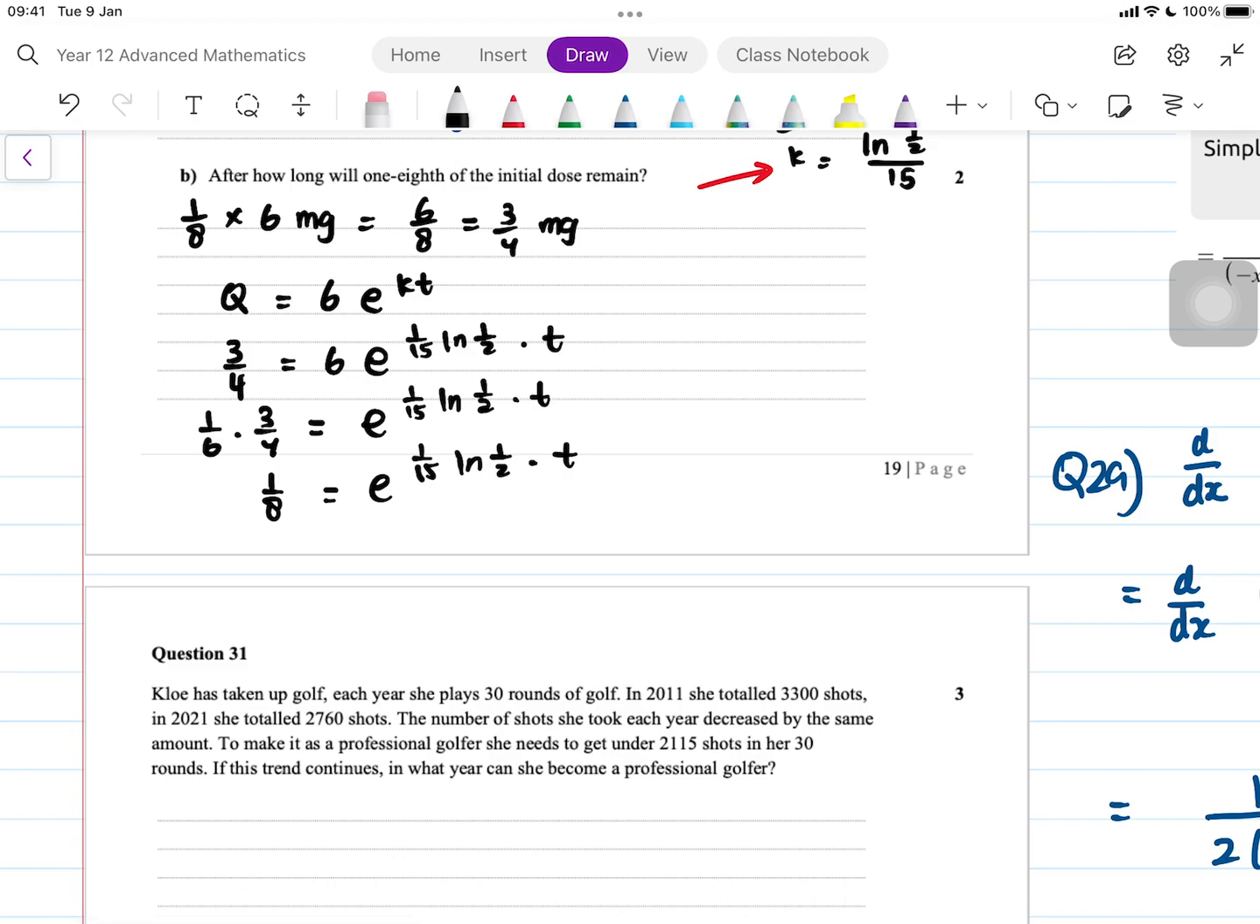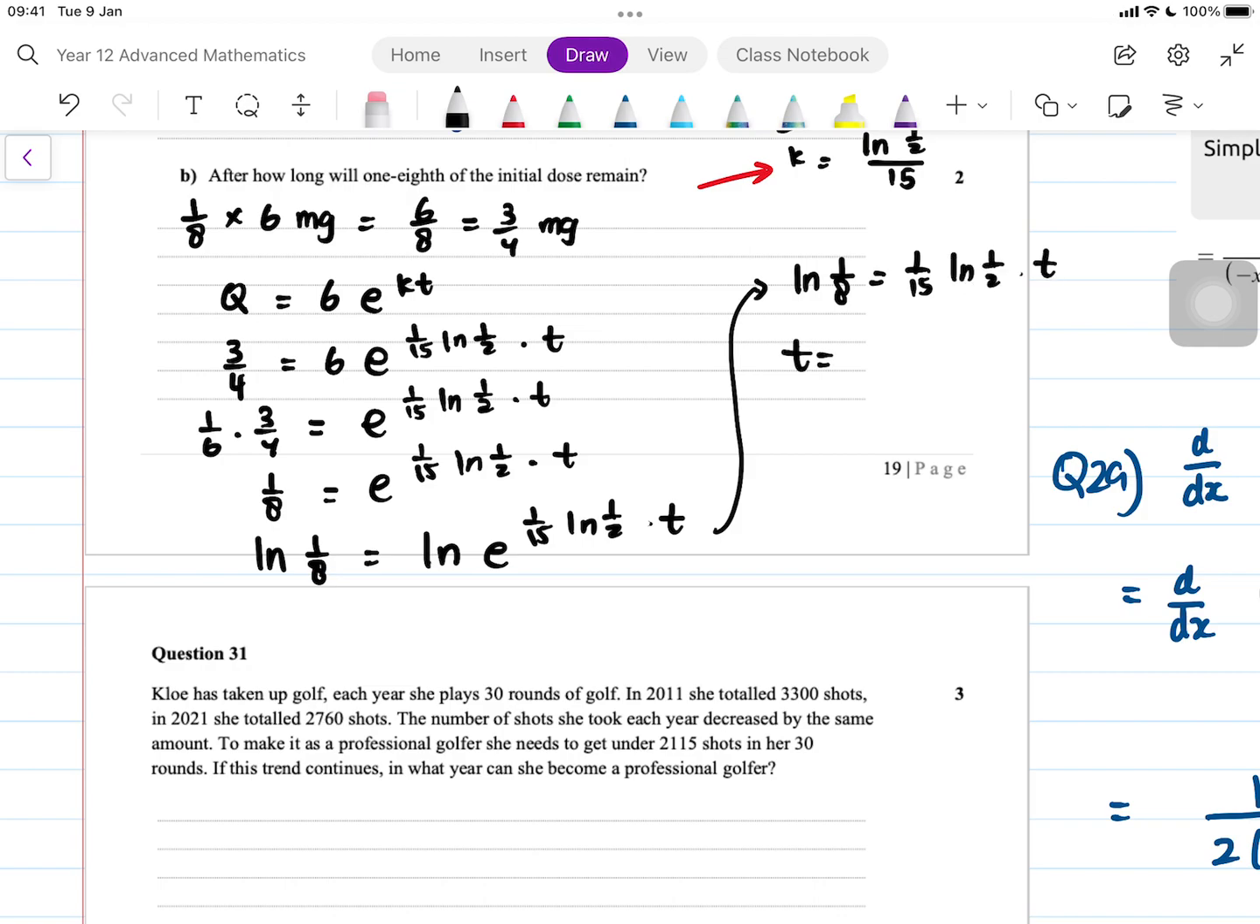So we want t by itself. Firstly, we take ln, we log both sides. So we get ln 1/8 equals ln of e to the power of 1/15 ln 1/2 times t. From there, we get ln 1/8 equals 1/15 ln half times t.